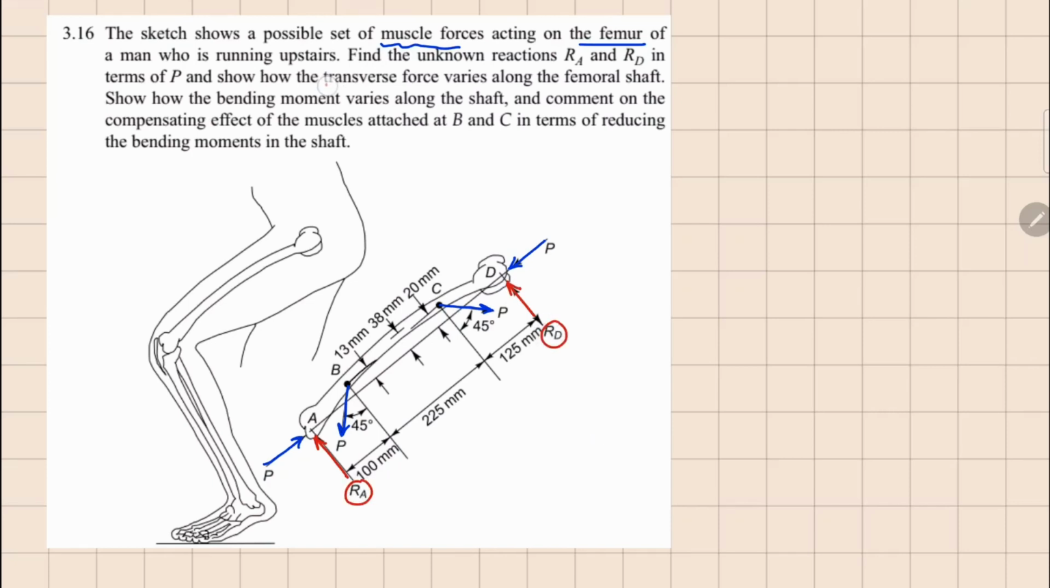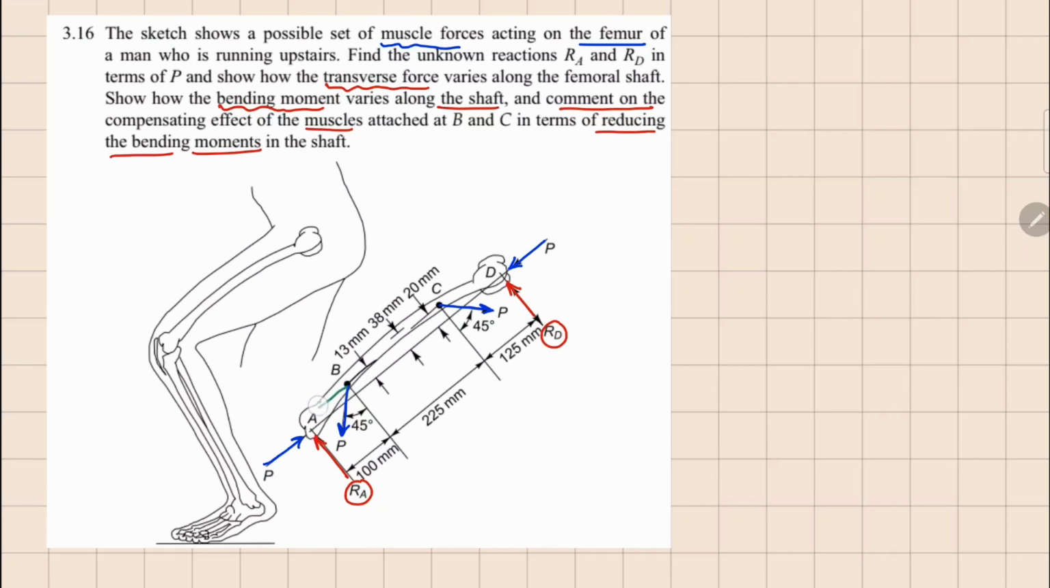We also need to find out the transverse forces and bending moment along the length of the shaft of the bone. We also have to comment on the compensating effect of the muscle on the reduction in bending moments. So let's look at these forces here.